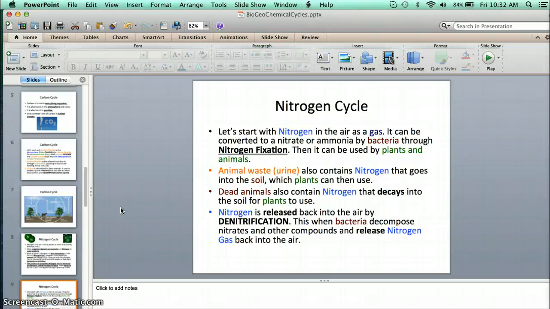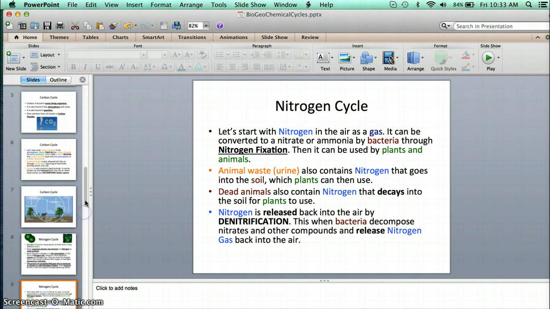The way that nitrogen is released back into the air is by denitrification. So denitrification is when bacteria, again, so bacteria are really important to the nitrogen cycle, actually decompose nitrates and other compounds that have nitrogen in it, and they release the nitrogen gas back into the air. So again, it's a cycle of taking nitrogen from the air and releasing it back into the air.